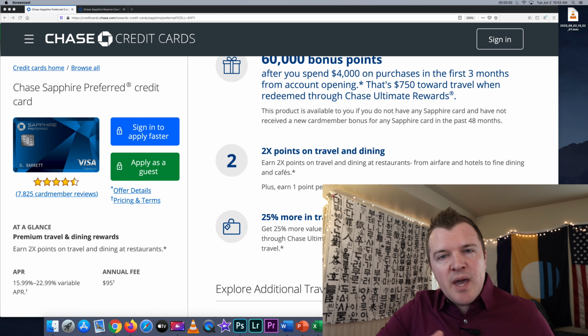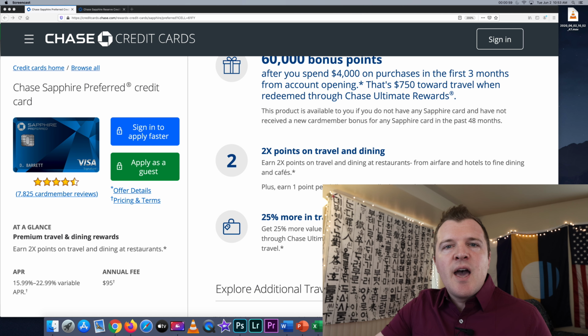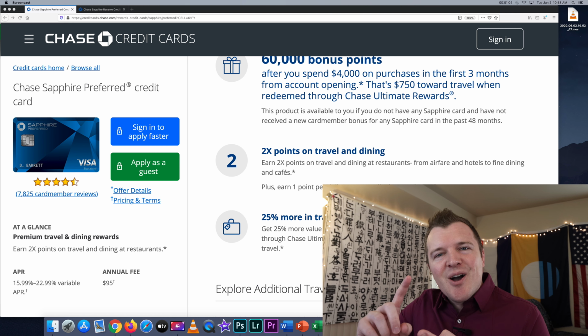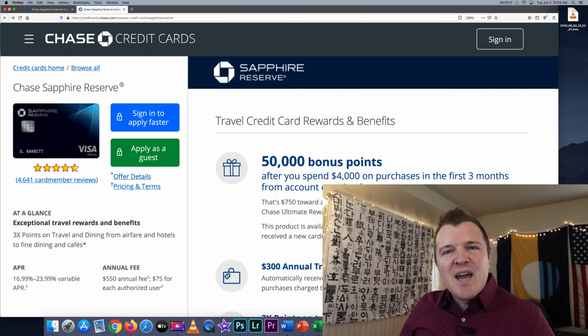And when using this new pay yourself back feature, you can redeem your Chase Ultimate Rewards points at a rate of 1.25 cents to purchases from restaurants, grocery stores, and home improvement stores. This is pretty cool. And then a recap on the Chase Sapphire Reserve.